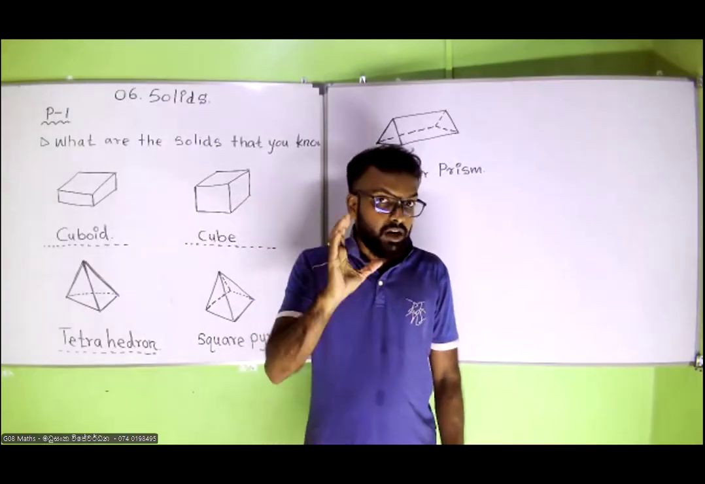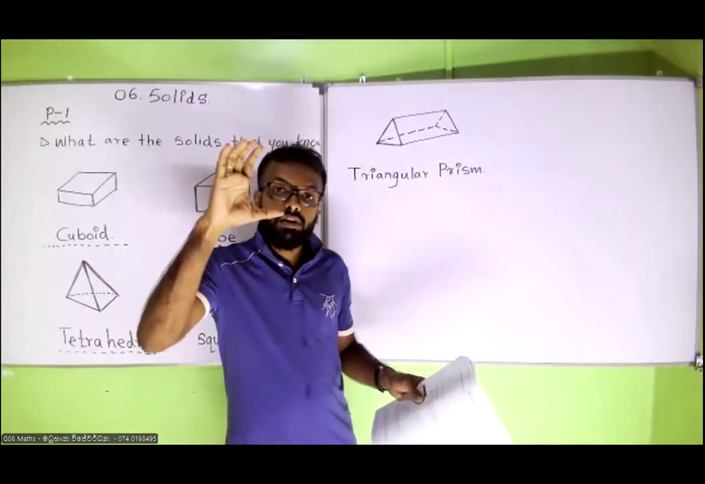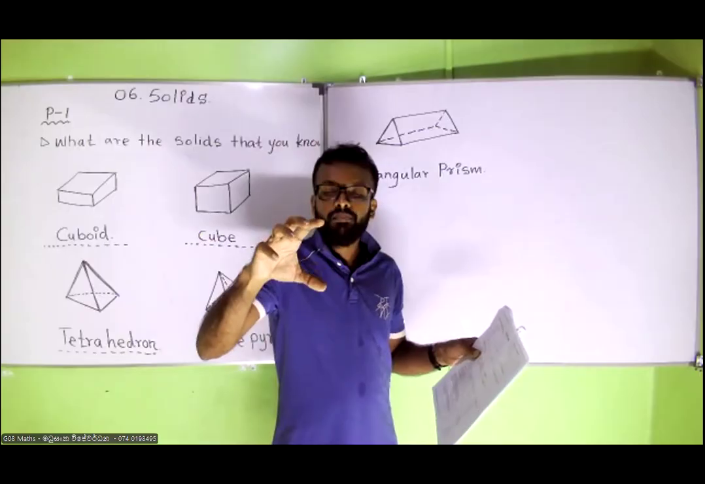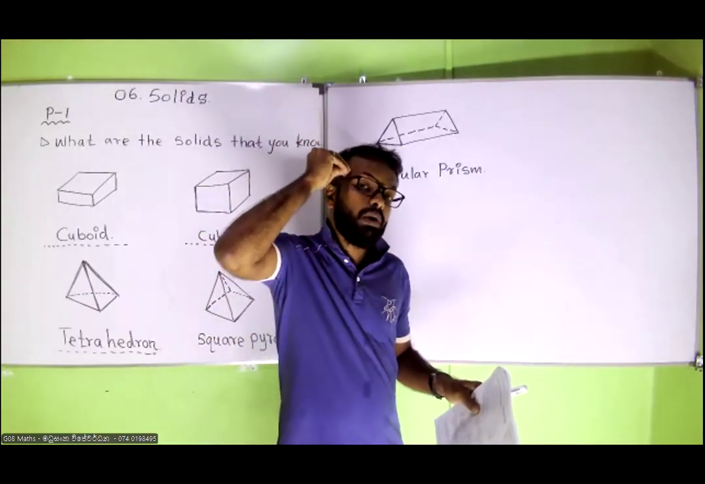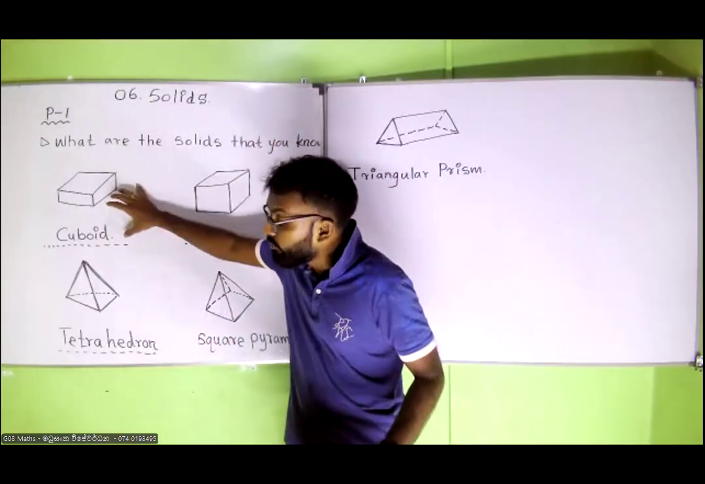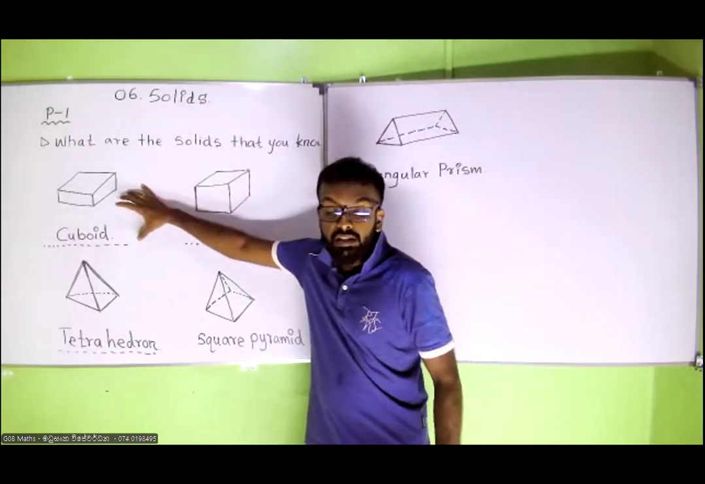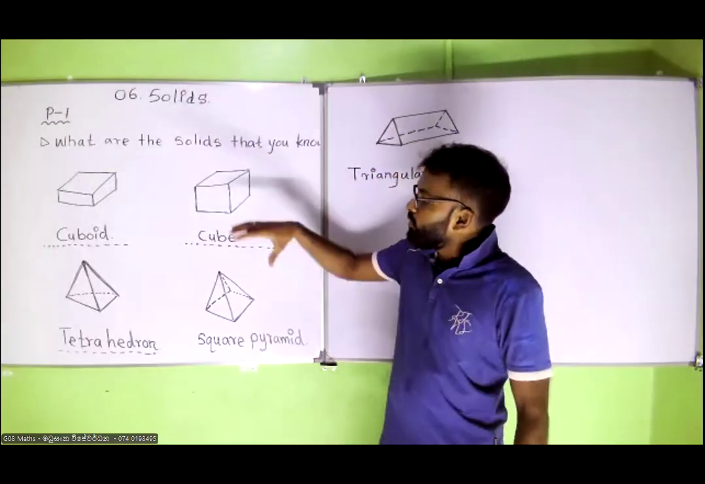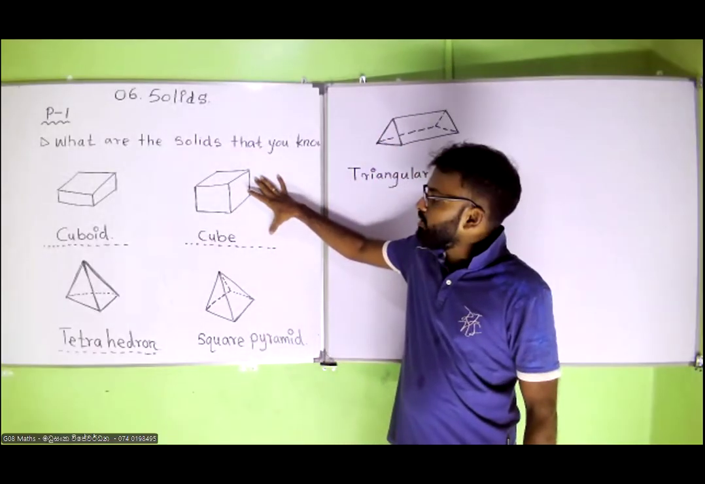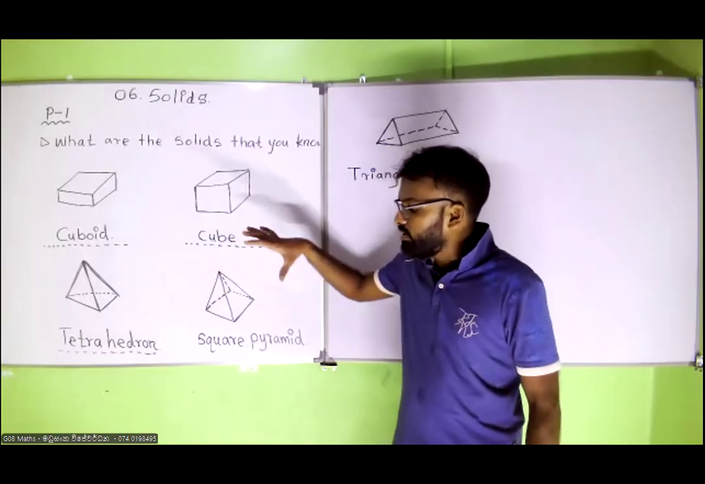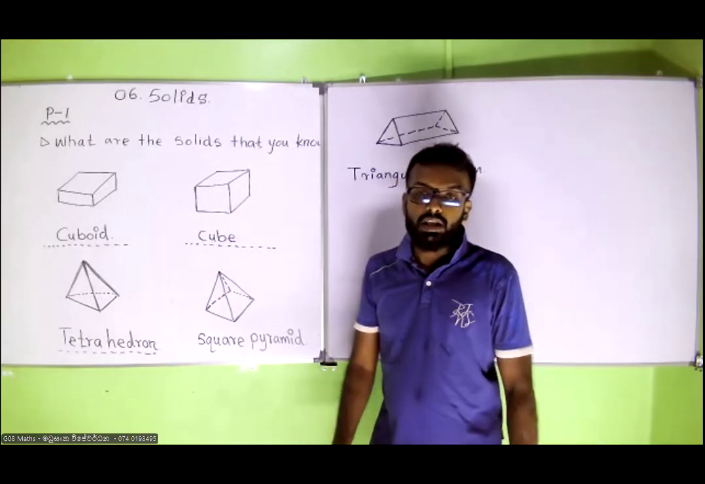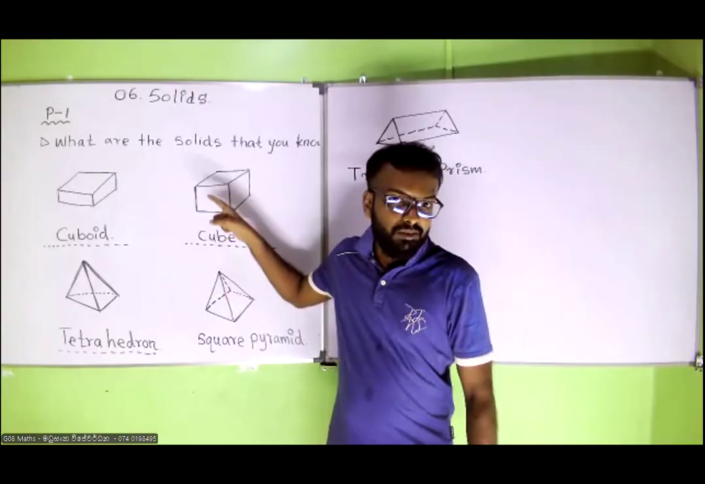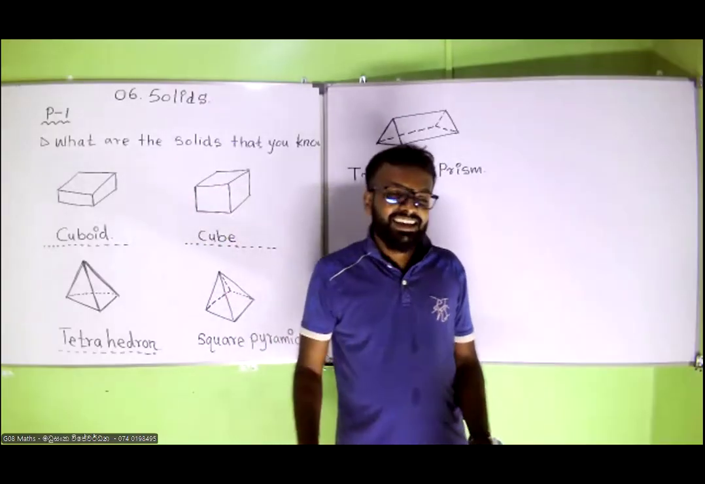I have also given you a review exercise that you need to do, understand, and memorize: how many vertices, faces, and edges there are for a cuboid, and so on. You have to find vertices, edges, and faces for the cube, tetrahedron, square pyramid, and triangular prism. If you can remember them, you can directly write them. Otherwise, you have to count them.